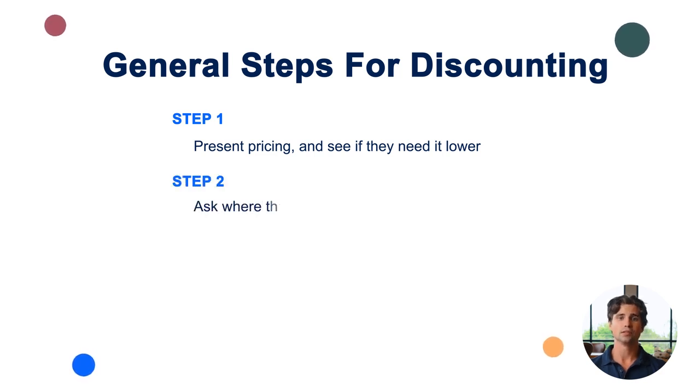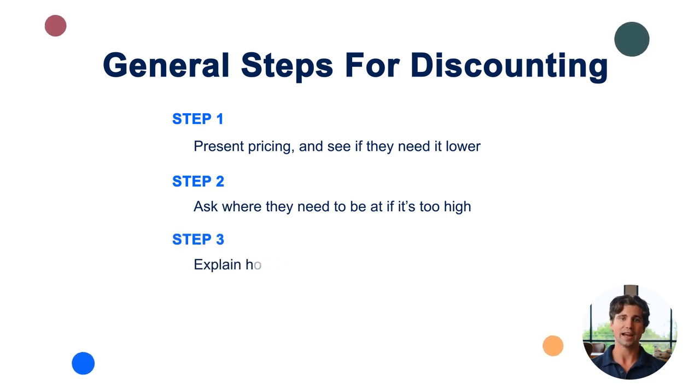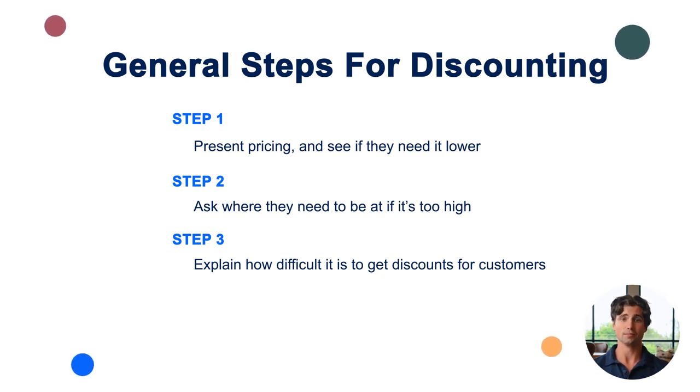Step 2, ask where they need to be if it's too high. Step 3, I always explain how difficult it is for us to get discounts, specifically for customers who aren't serious about moving forward soon. If the project is top of mind and they are looking to execute, I have no problem talking with our finance team. But ultimately, if I get a discount and we aren't able to execute by the agreed upon date, finance is going to put a little asterisk next to their account, and it's going to be hard to get discounts in future quarters.